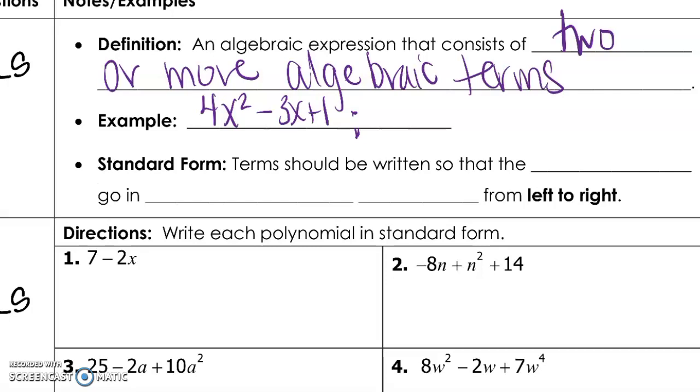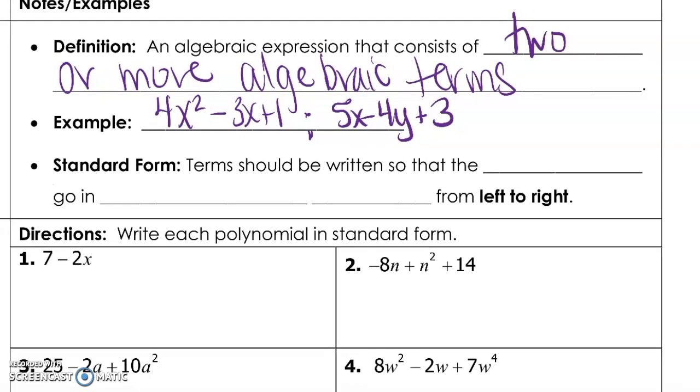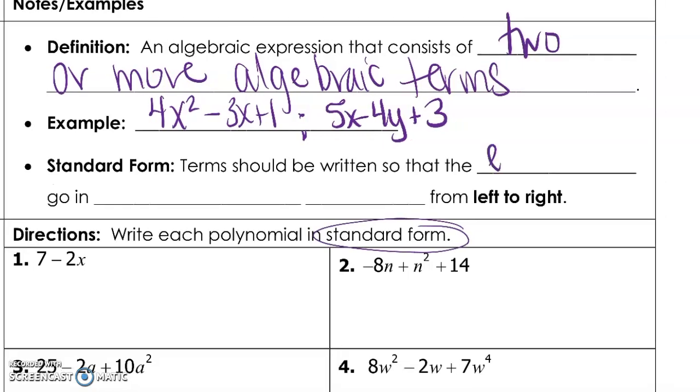You could also have something like 5x minus 4y plus 3. So you can have different variables, you can have exponents, and you can have constant terms. I haven't been super picky before, but this time it is going to tell you to write them in standard form.